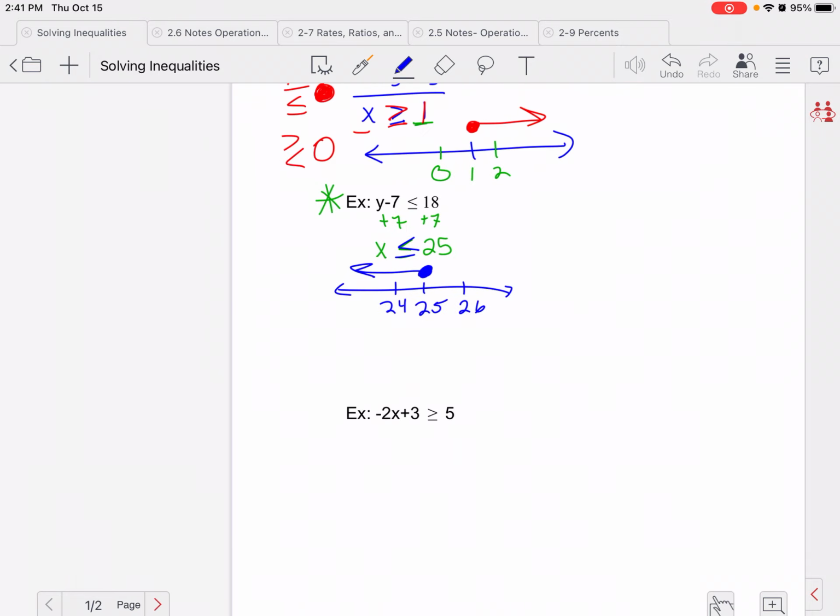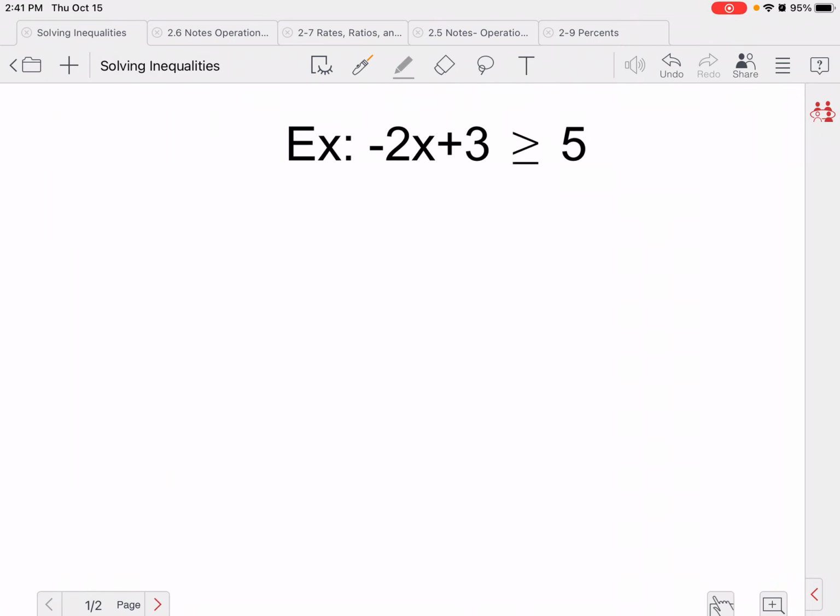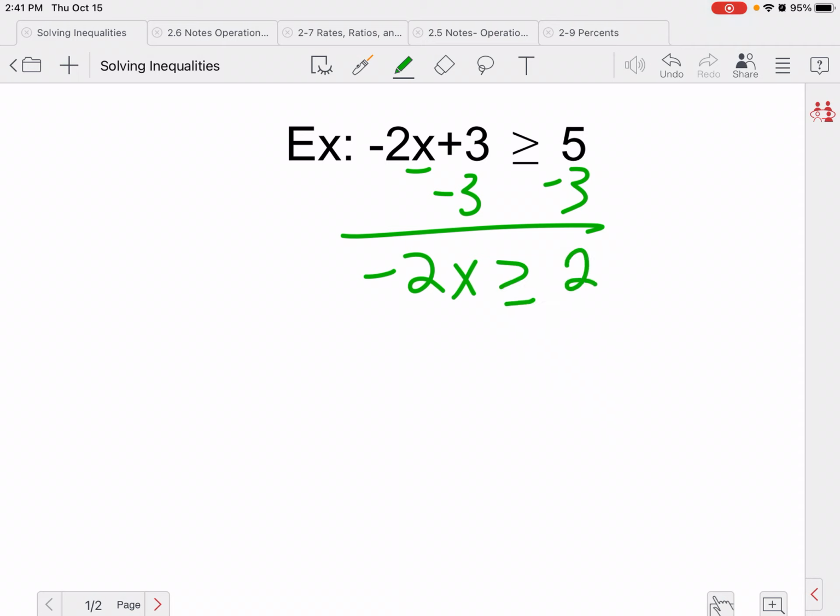Okay. Let's practice another one. So we are going to say, what's stopping x from being by itself? That would be the 3 and the negative 2. So we're going to subtract 3 from both sides. So we get negative 2x is greater than or equal to positive 2. Next up, we're going to divide by a negative 2.